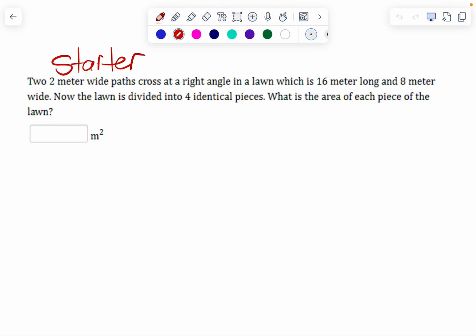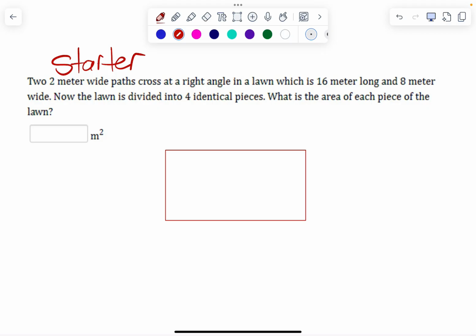We have two 2-meter wide paths crossing at a right angle in a lawn that's 16 by 8. So some kind of rectangle. So something like that.